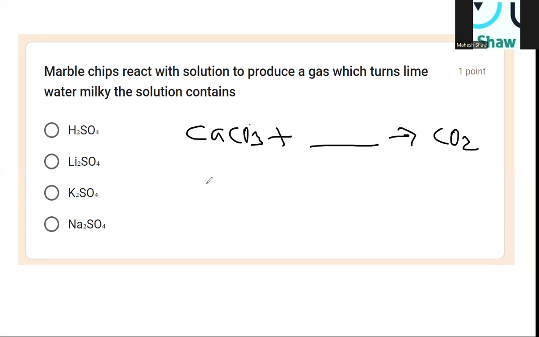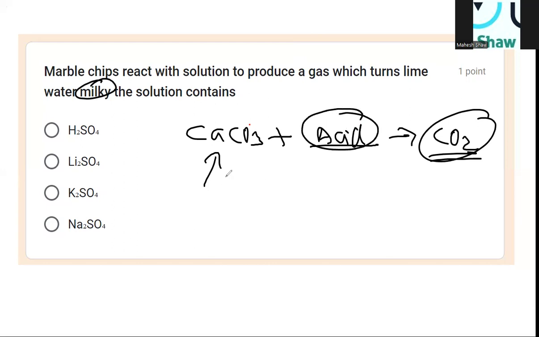We know the general reaction that metal carbonates or metal bicarbonates react with an acid to give salt, water, and carbon dioxide. As we have come to know that it is turning the lime water milky, that gas has to be carbon dioxide, and lime water is calcium hydroxide. But what we have to look for is an acid here. Clearly, sodium sulfate, potassium sulfate, lithium sulfate are salts, and we are looking for an acid, so it has to be H2SO4, that is sulfuric acid.